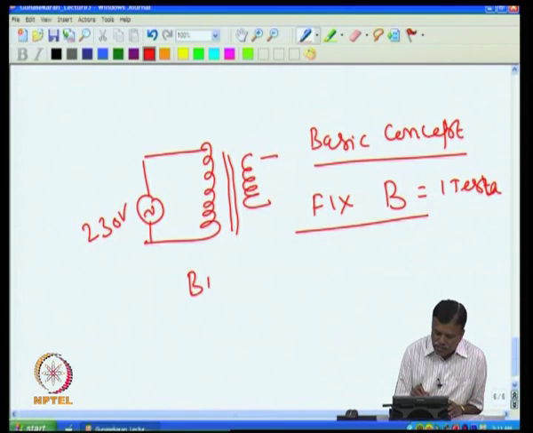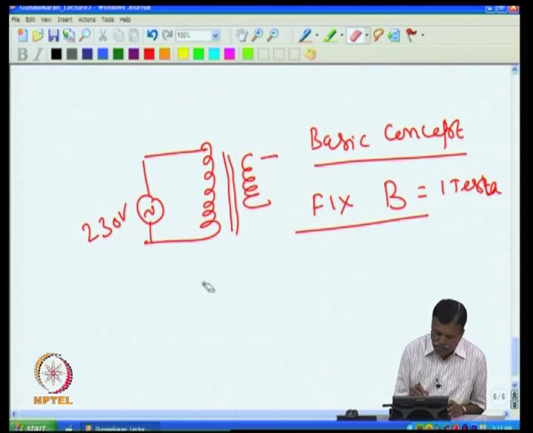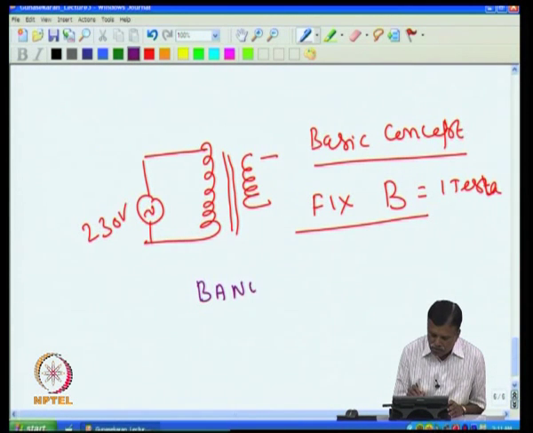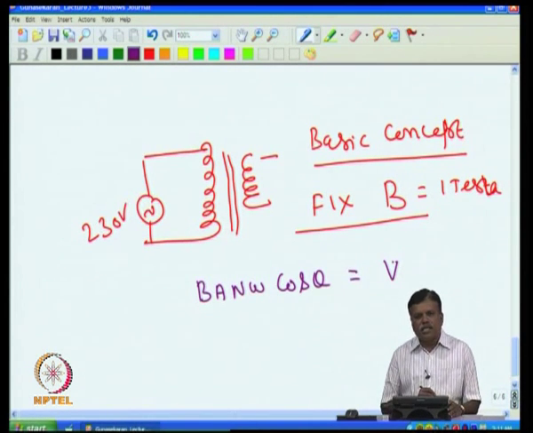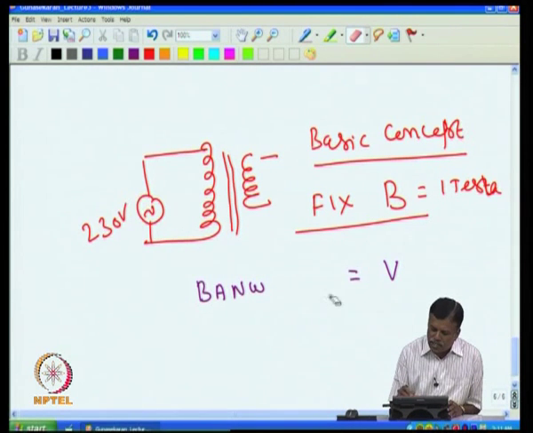We know this classic formula: V equals N omega cos theta, so for example, the basic formula is B A N omega cos theta is equal to V. The induced voltage in any coil is given by this formula. Now, at the maximum, we can take cos theta as 1, so I can remove this term. So, this is the basic relation governing the voltage induced.